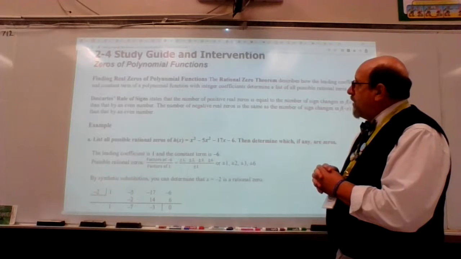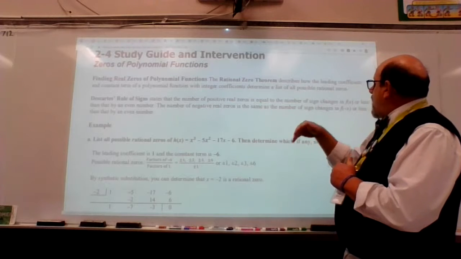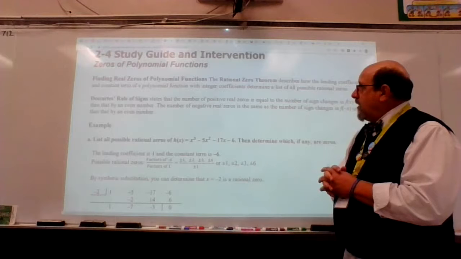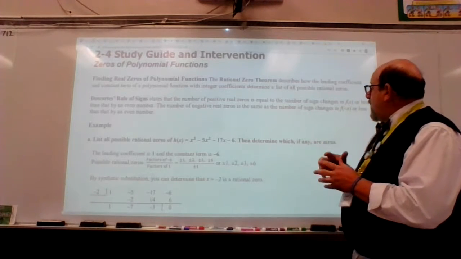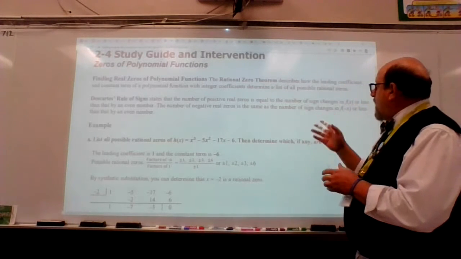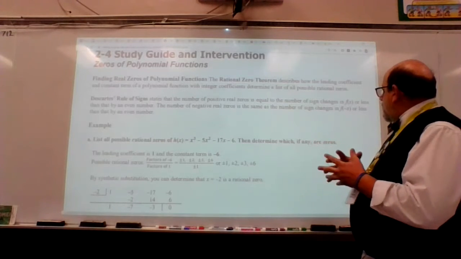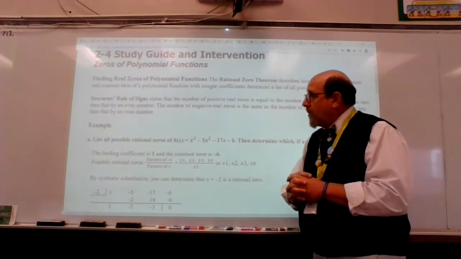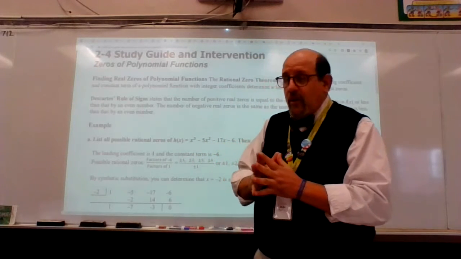So the first thing it says is that the rational root theorem describes how the leading coefficient and constant term of a polynomial with integer coefficients determine a list of possible rational zeros. Descartes' rule of signs says that the number of positive real roots is equal to the number of sign changes in f of x, and that the number of negative real zeros is the same as the number of sign changes in f of negative x, or less than that by an even number. We're going to take a look at some examples.